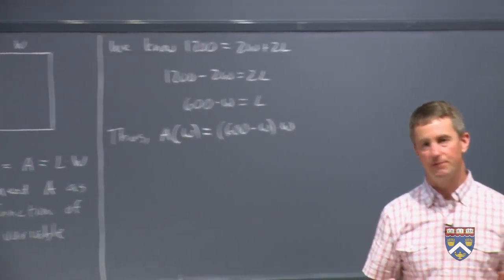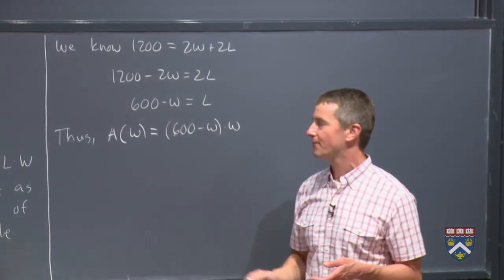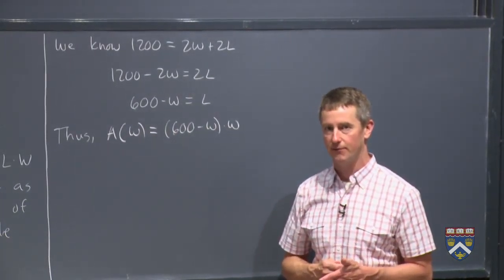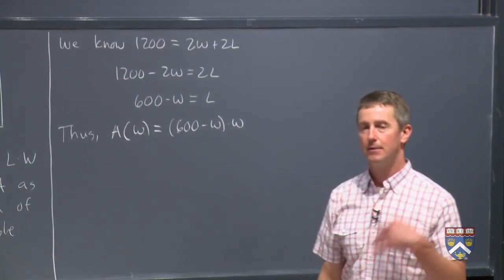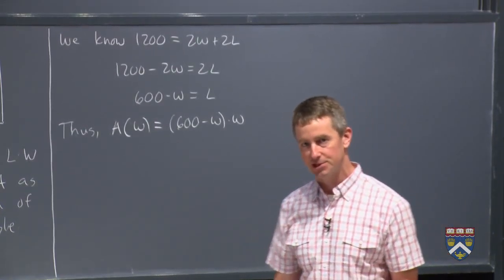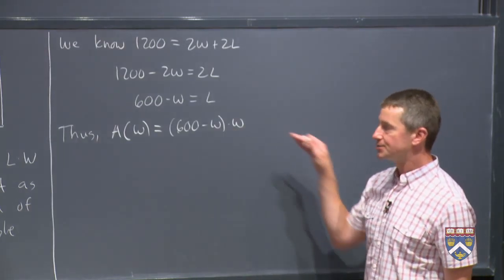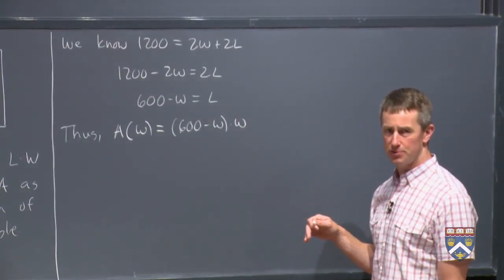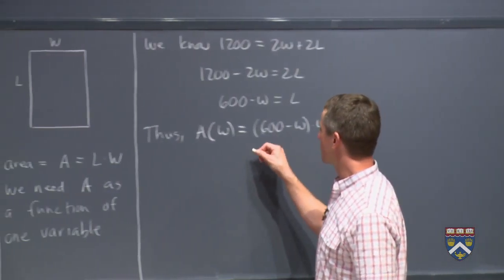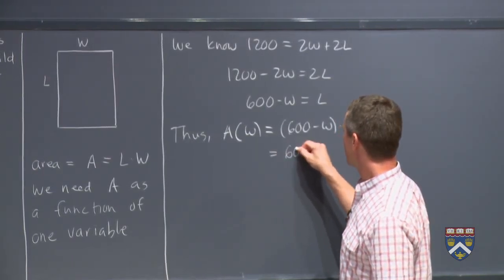So now we've succeeded. We've got our function as A as a function of just one variable, which is exactly what we want. Now we can employ all of our powerful machinery from calculus to find the maximum of this function. As written, if we were going to take the derivative, we'd have to use the product rule. That would be fine, but we can save ourselves the trouble by multiplying out here.